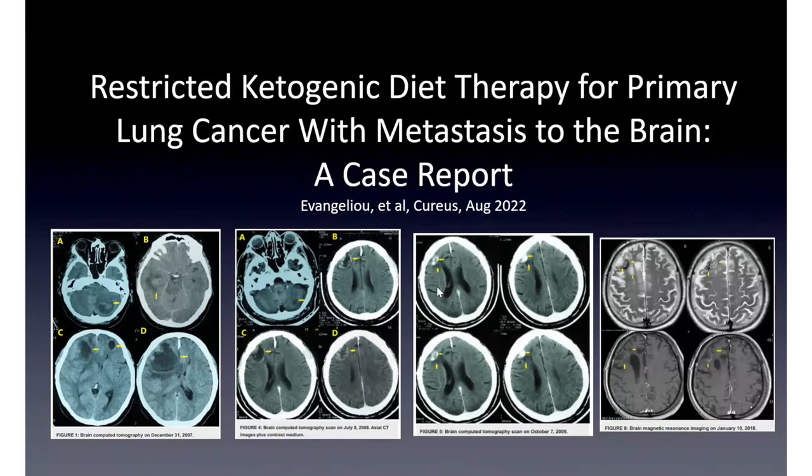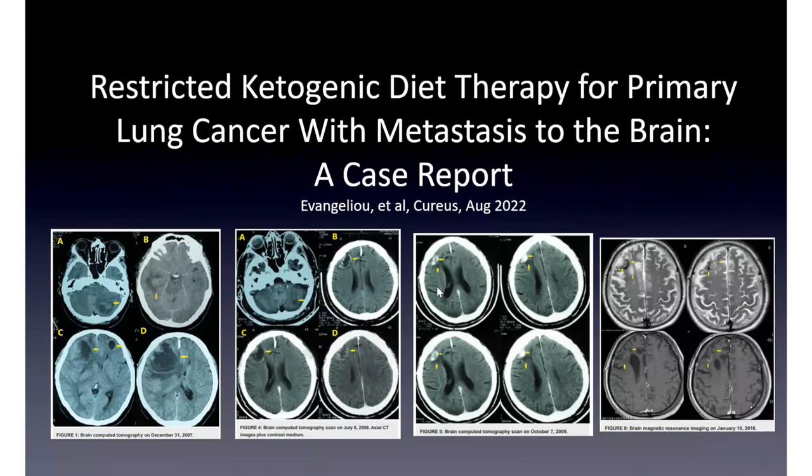And then he slowly transitioned, and I don't know how long, but went up to what's called a 3-to-1. So 3 grams of fat to every gram of protein and carbohydrate. So kind of slowly increasing fat while decreasing protein and carbohydrate. And they continued to follow his brain.